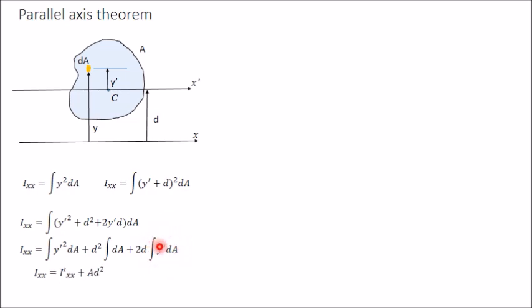So finally you will get Ixx is equal to I dash xx plus A into d square. Now this x-axis which I have taken here is taken arbitrarily. So you can replace this x in place of x-axis.